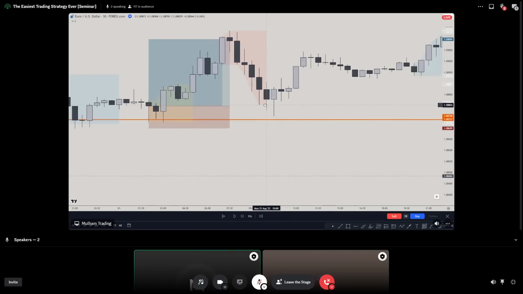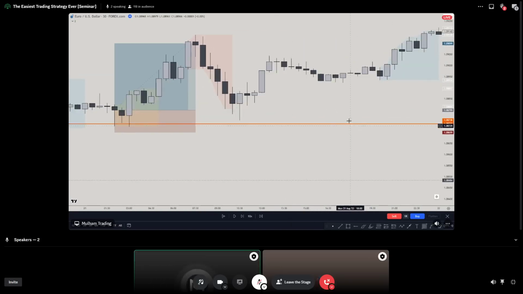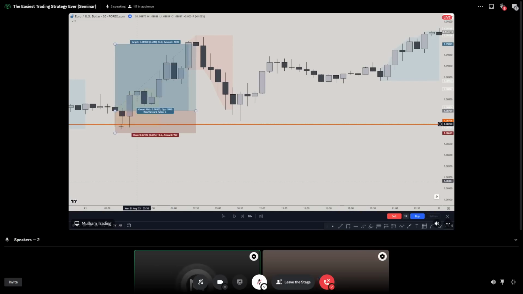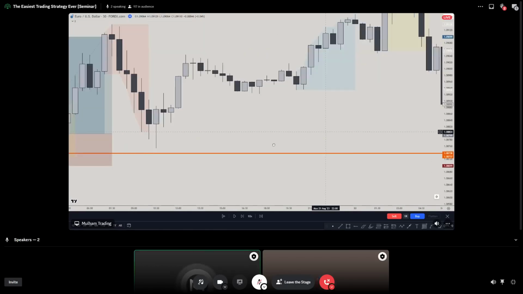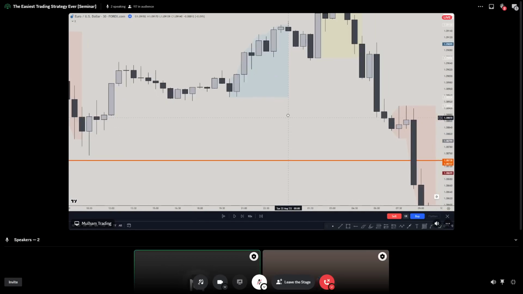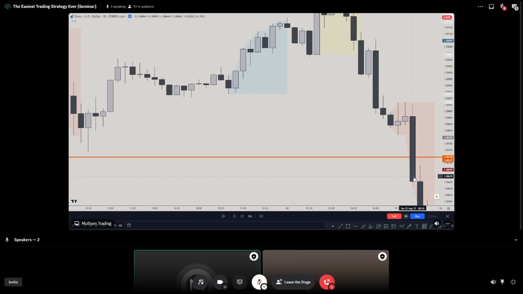Now we go to the left and let's see what happens. This is our zone right here. You see how the first one is the best one? The first touch in kill zone is the best one. Now we're gonna move to the left, and you see how here it was not respected at all. So we don't have an entry here. We don't have a trade.